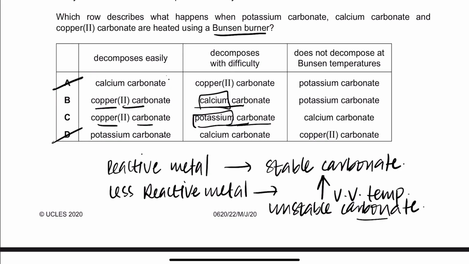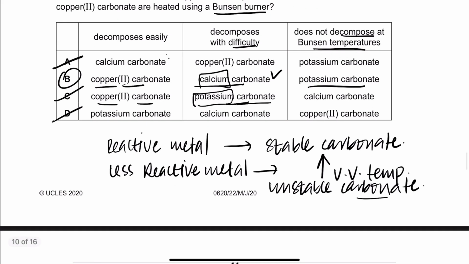So between calcium and potassium, we realize, yes, calcium carbonate can be decomposed by a Bunsen burner, but it'll be decomposed with difficulty. But potassium carbonate cannot be decomposed at Bunsen temperature. So you have to provide an even higher temperature for that. Therefore, B is my answer, and we can eliminate the rest. Okay.